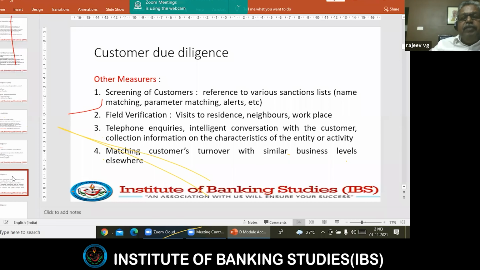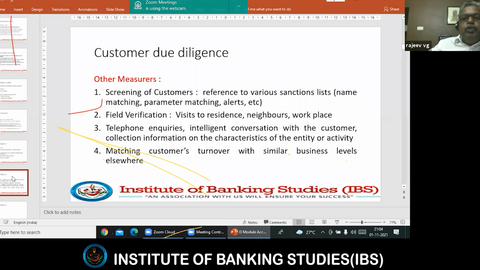What is the relevance of it? This particular unit may be having a large amount of money coming to the account and flowing through the account. So what is the activity? We'll have to find out. We'll have to ask what is the activity. Then if you have a similar unit with similar activity, you can make a small comparison in respect of the turnover.